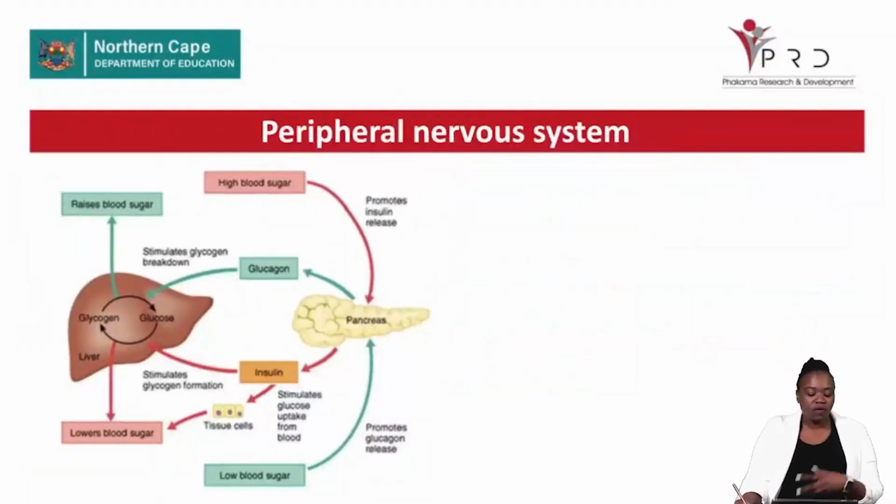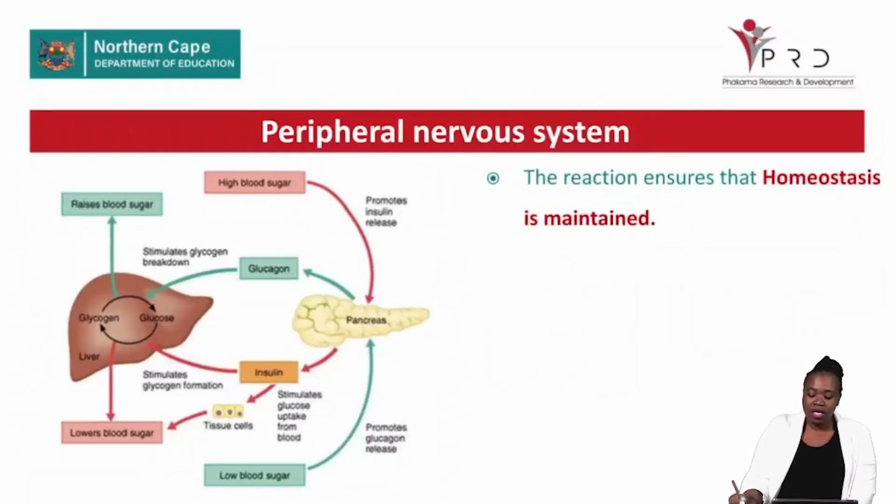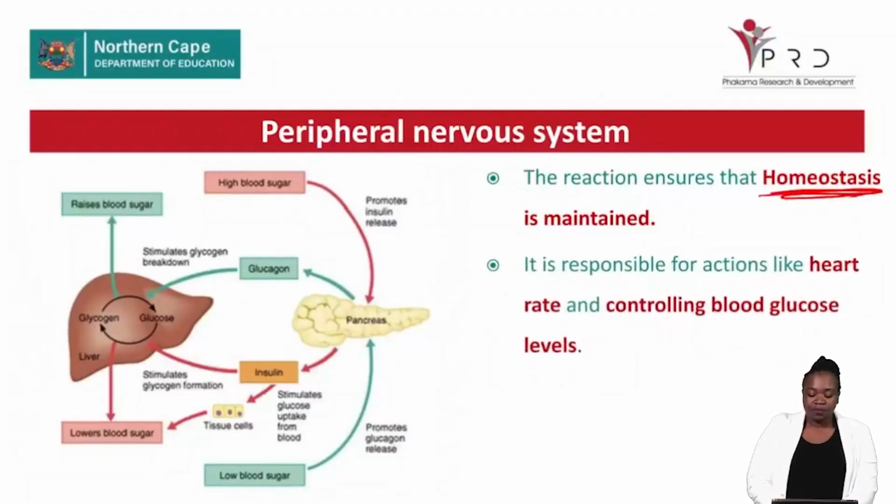Okay, so we have many changes that can take place in the internal environment, right? So maintaining those is referred to as homeostasis. So these reactions or actions are maintained as a result of homeostasis in order to maintain that internal environment, right?